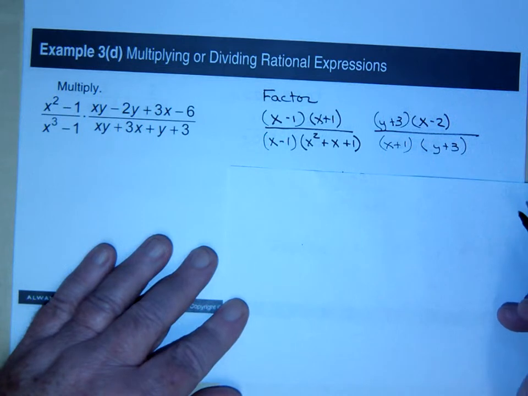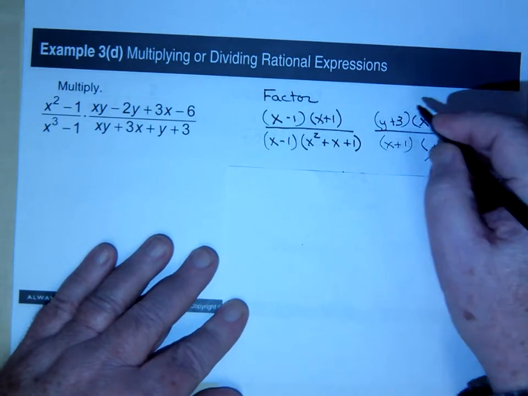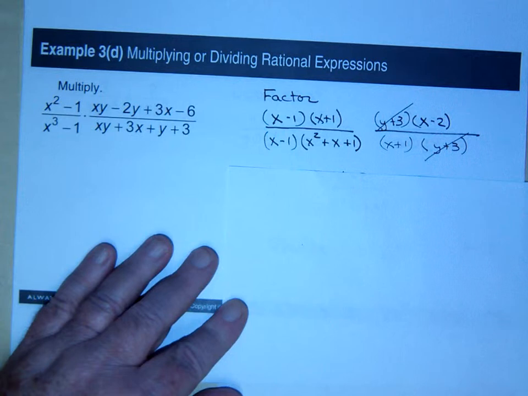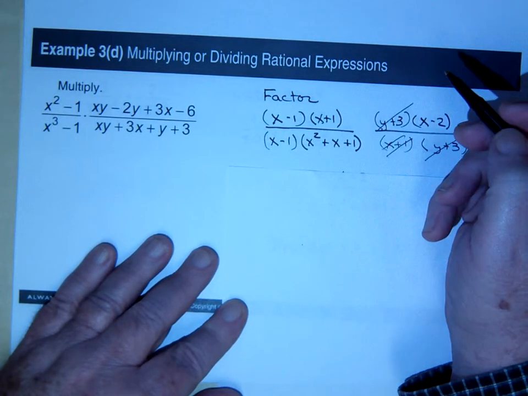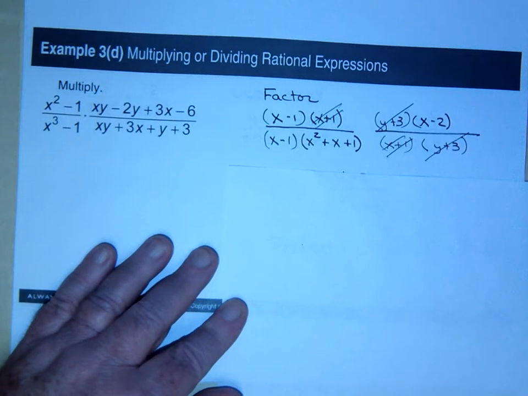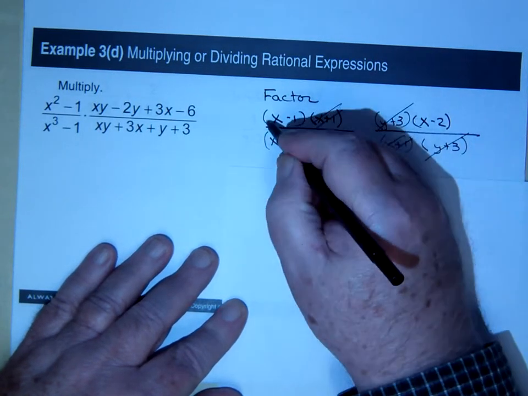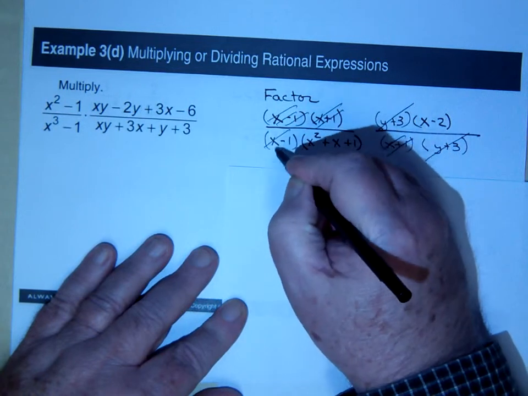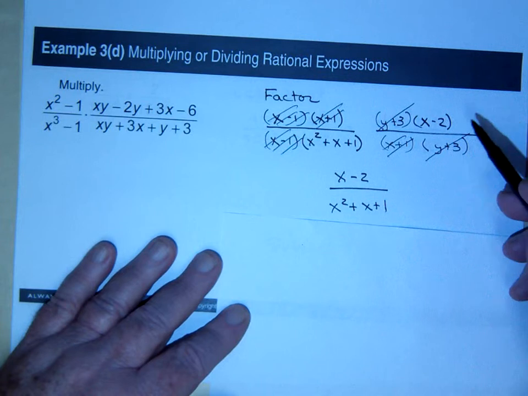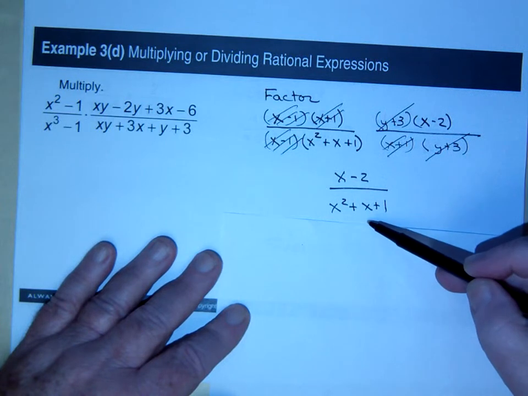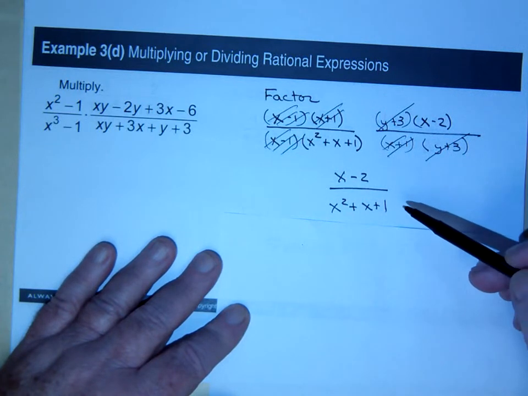So now we can cancel common factors. That will cancel with that. This one will cancel with this one, and this one will cancel with that one. So at the end of the problem we will have left x minus 2 over x squared plus x plus 1.